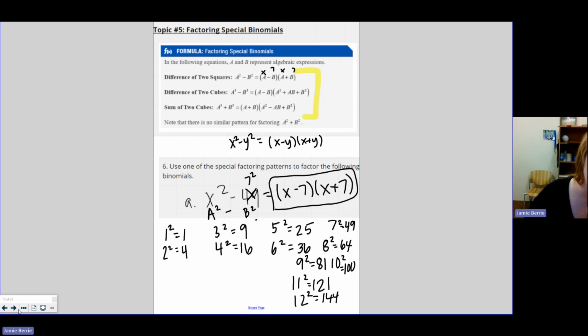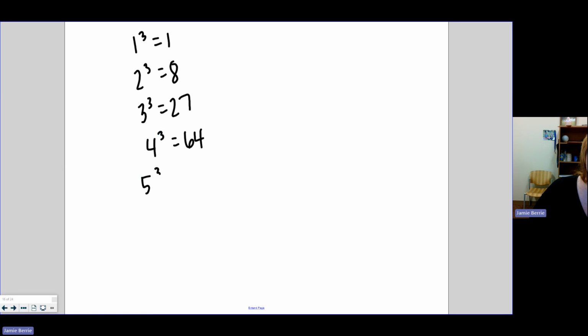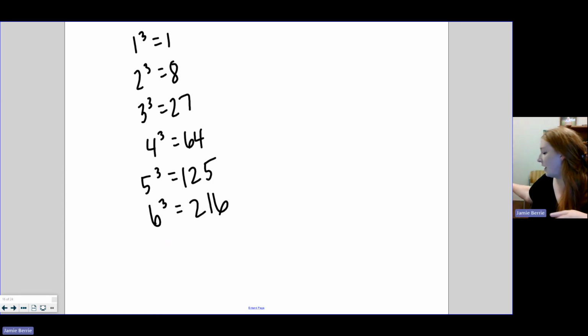Let me add in a blank page so I can talk about perfect cubes. First few perfect cubes. You may not have these memorized. That's okay, you can add them to your formula sheet. 1 cubed is 1. 2 cubed is 8. 3 cubed is 27. 4 cubed is 64. 5 cubed is 125. 6 cubed, 216. I'm pretty sure that's as high as I ever have them go. But let's do 7. 7 cubed is 343.